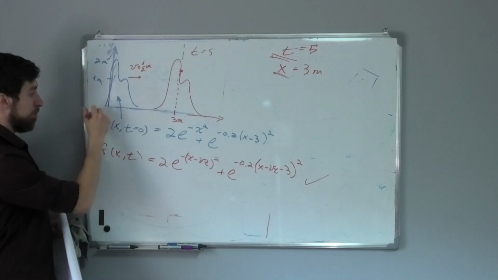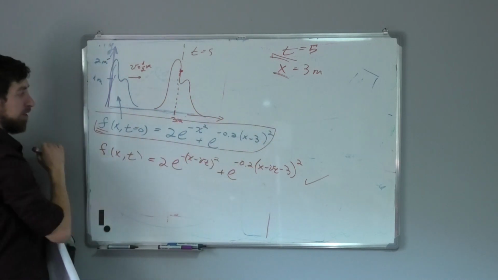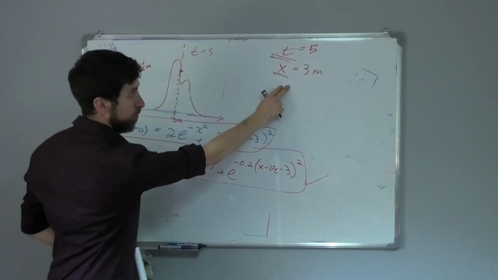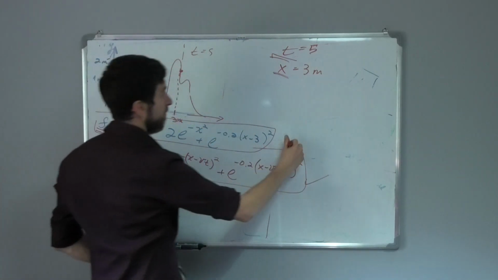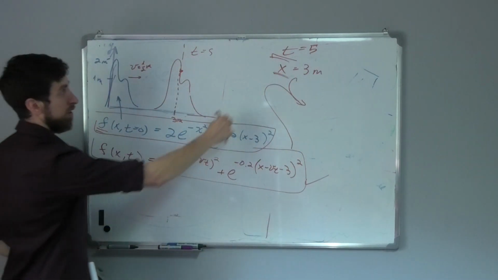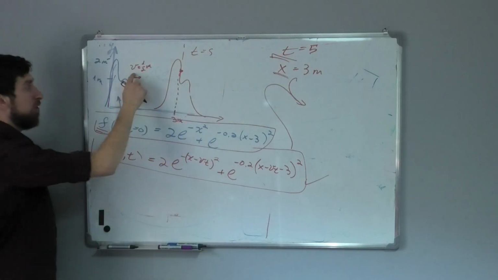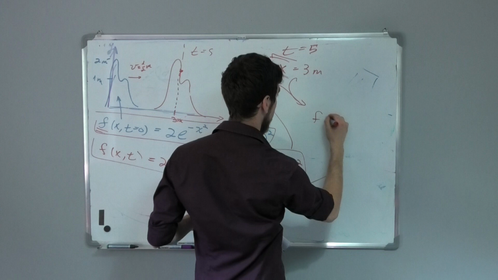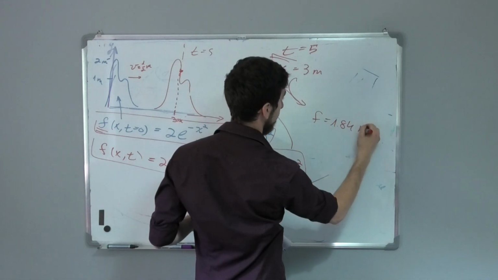Okay, so this is how the pool looks at time 0, right? And this is a general formula. So what I need to do is plug these two parameters in here. If I take this one and put x equals 3, t equals 5, and the velocity which is given is a half, I'm going to get the result that f equals 1.84 meters.